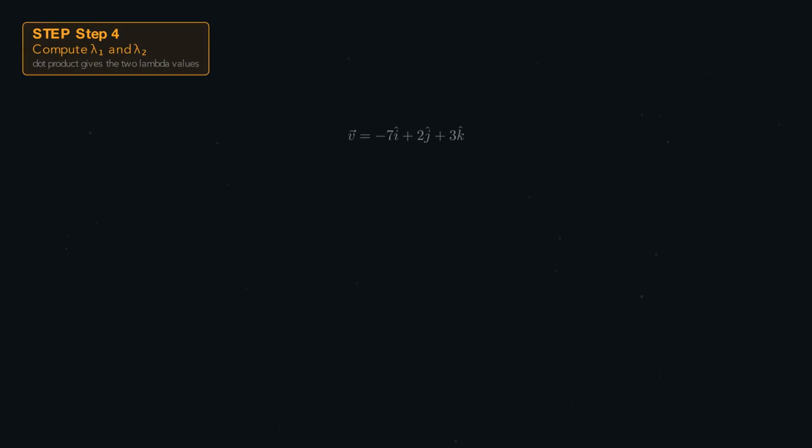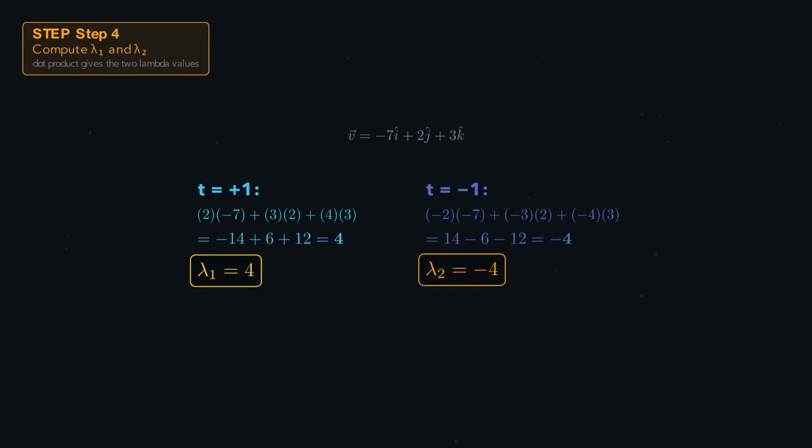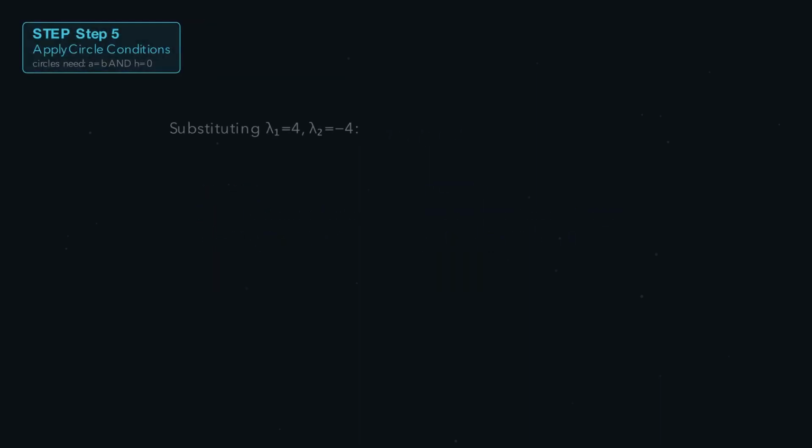Two cases. Now we take the dot product with negative 7i plus 2j plus 3k for each case. When t equals 1, the dot product comes out to 4. When t equals minus 1, it flips to minus 4. So lambda 1 is 4 and lambda 2 is minus 4.